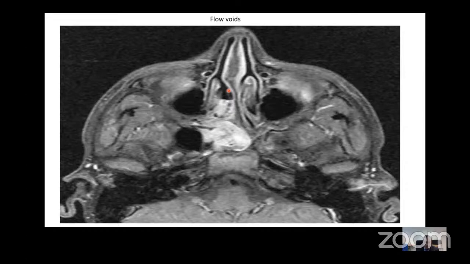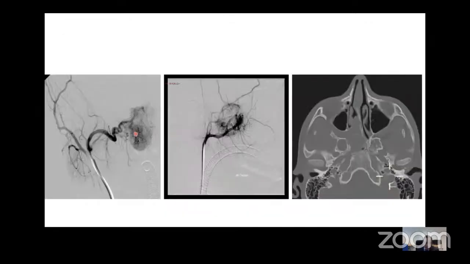When we do an MRI T1 sequence, we can see that this is a high signal intensity lesion involving the nasal cavity, extending into the pterygopalatine fossa. There are some high flow voids within it, suggesting that this is a vascular lesion. Now, if you want to identify the blood vessel supply to this lesion, one would do an angiogram. This again helps in surgical planning and also for pre-operative embolization.